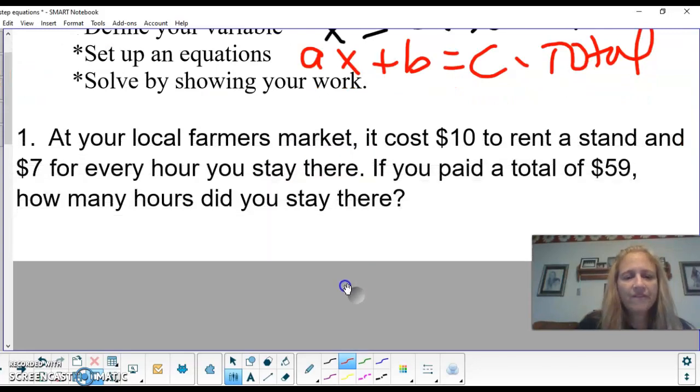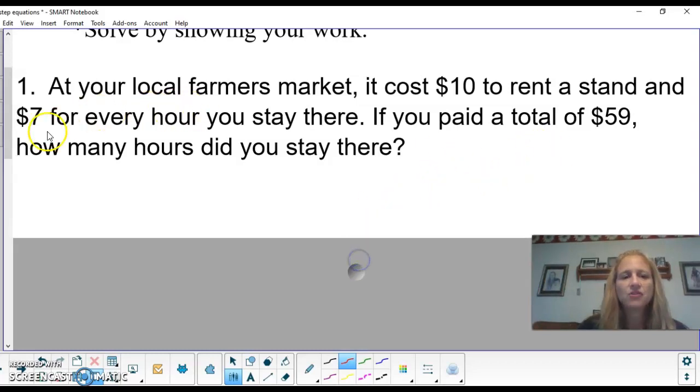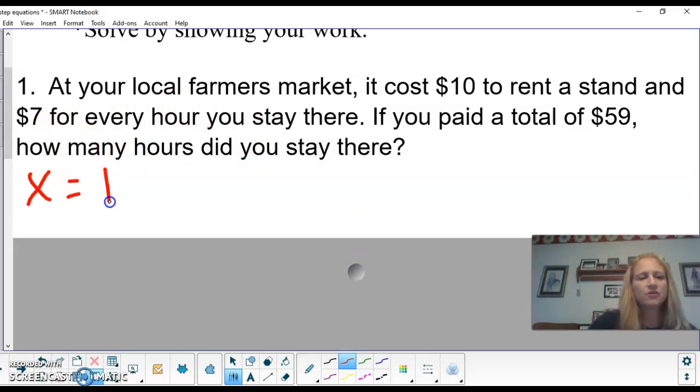All right, so here's our first example. We have a farmer's market. It costs $10 to rent a stand and $7 for every hour. If you're paid a total of $59, how many hours? So right there, that is your key. It's asking you for the number of hours, so x equals the number of hours.